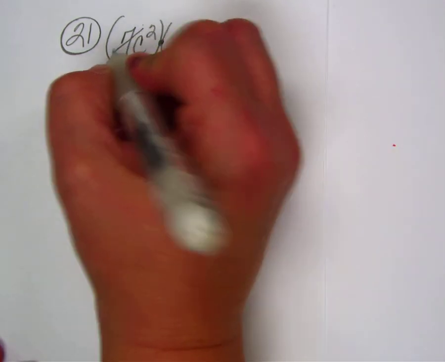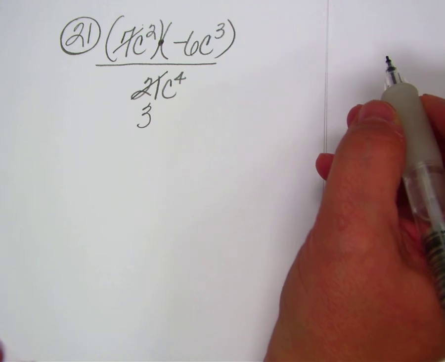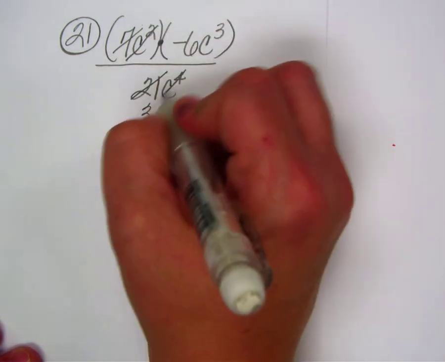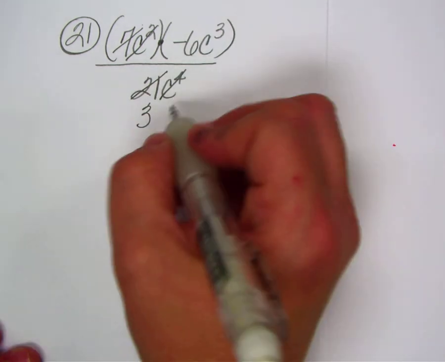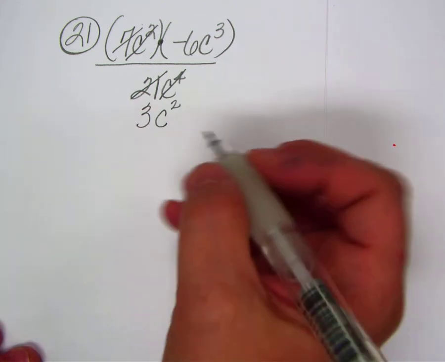Okay, so you said 7 will go into 21 3 times? Yeah. And then the c's will subtract, so it'd be c squared. I think this will work. Now that is not how I would have thought to do that at all. I was going to do 7c times negative 6c. Okay. I'll tell you what, we'll do it again and we'll do it that way.